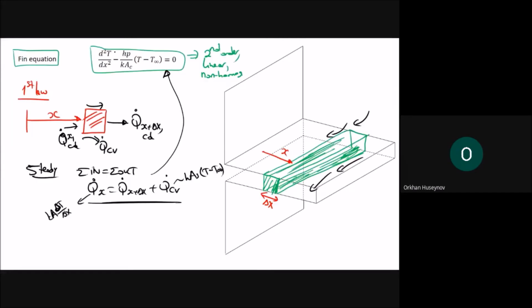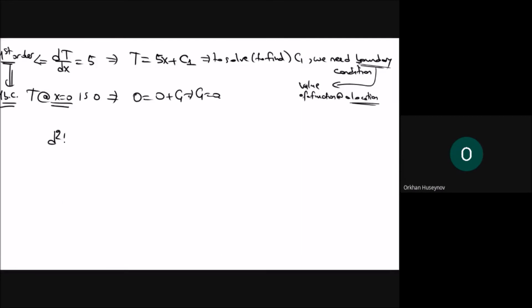But for the equation that we are having here, it is second order: d squared T by dx squared minus hP by kAc times T minus T infinity equals 0. It is second order. Since it is second order, you can see the order of the equation, so we need two boundary conditions.